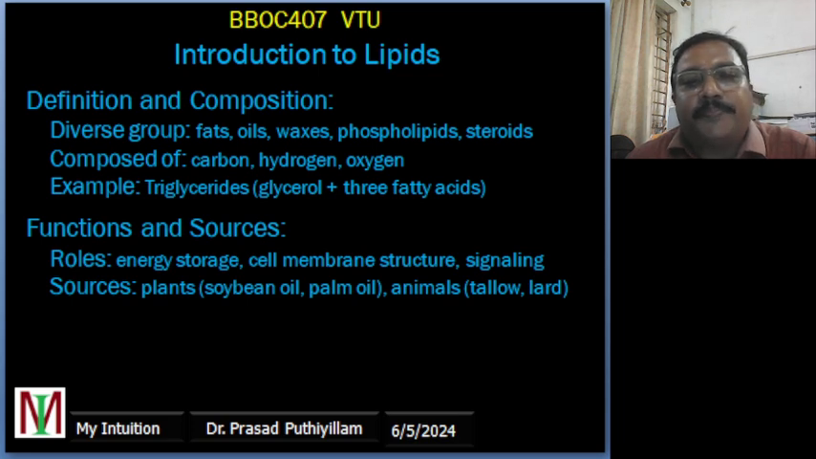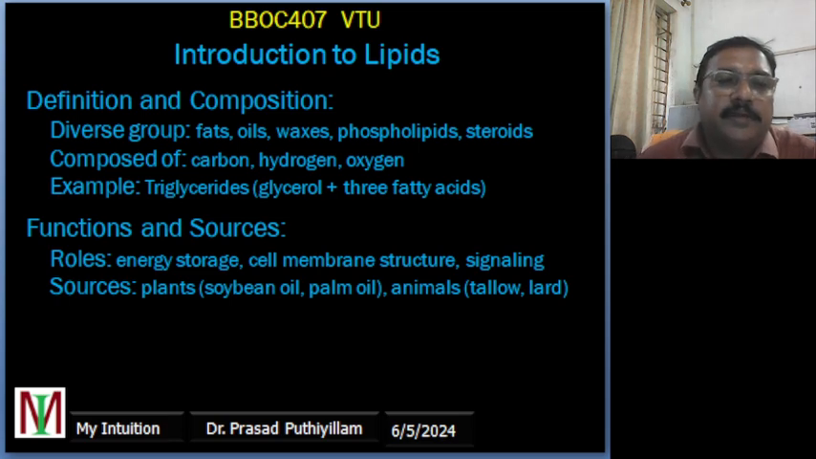Okay, so what is the definition and the composition? Lipids are a group of hydrophobic, or we can call it amphiphilic, water-hating small molecules, which include fats, oils, waxes, phospholipids and steroids. They are primarily composed of carbon, hydrogen and oxygen, and the most common type of lipids are the triglycerides, which consist of glycerol and three fatty acids.